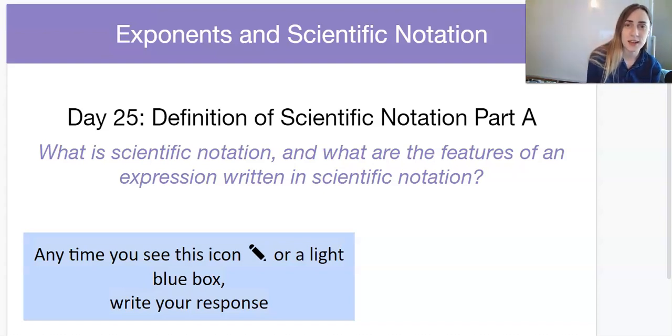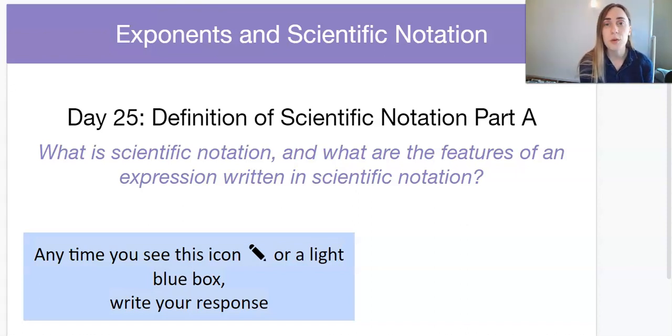I am an 8th grade math teacher, and today we are continuing our exponents and scientific notation units, and we are learning the definition of scientific notation. And the big question for us today is, what is scientific notation? What are the features of an expression written in scientific notation?